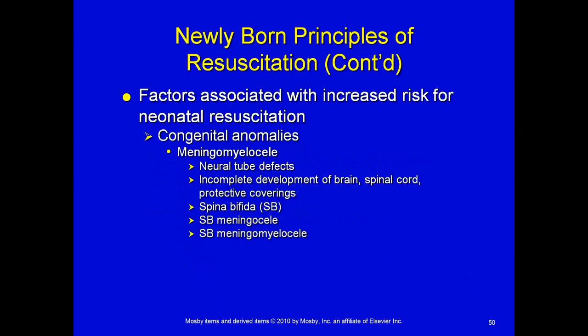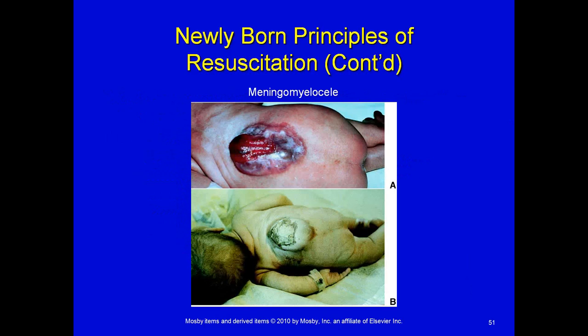Meningomyeloceles are neural tube defects. They may be the result of an incomplete development of the brain, the spinal cord, or the meninges. They include things like spina bifida, spina bifida meningocele, spina bifida meningomyelocele. And here are some meningomyeloceles protruding out of the spine of these newborns. That is the spinal cord.